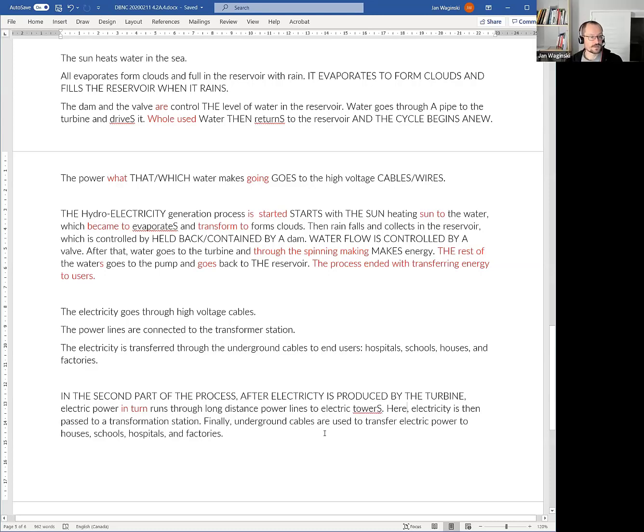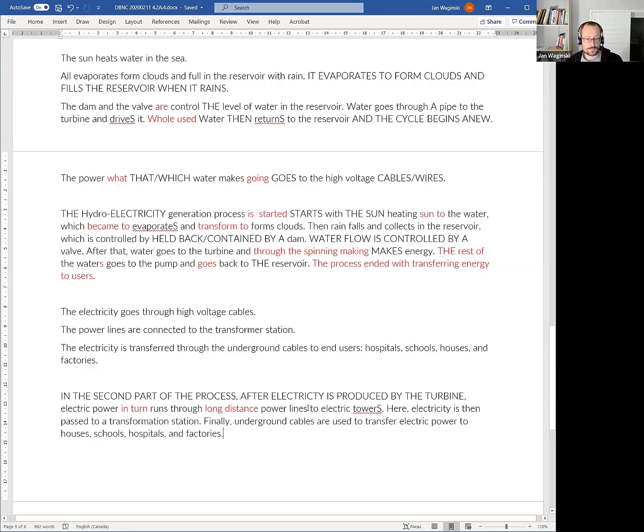Where do you see long distance? Long distance power lines. That's not mentioned, so you don't need to say it. We're just going to get rid of this. Electric power runs through power lines.